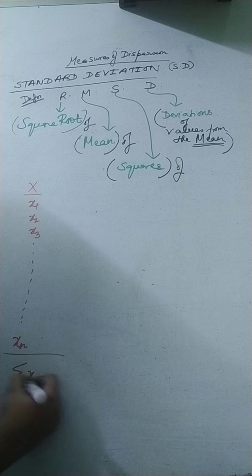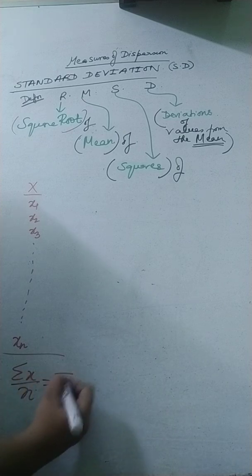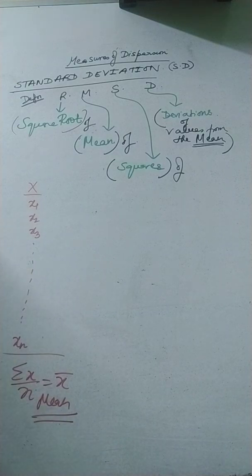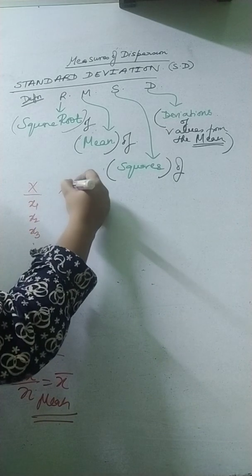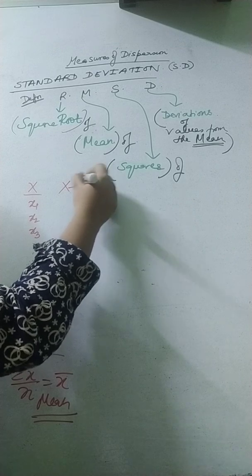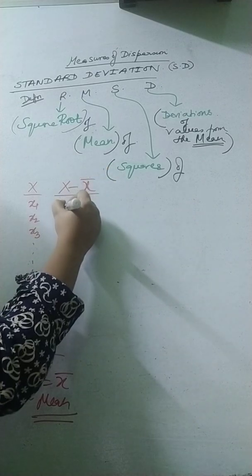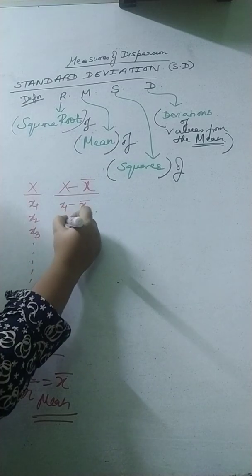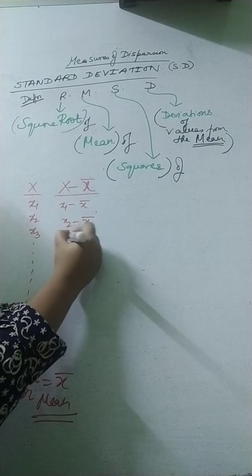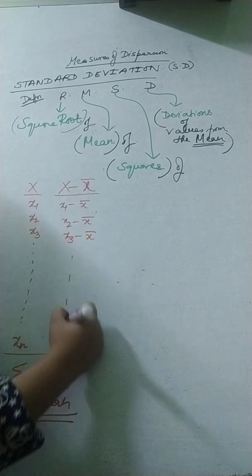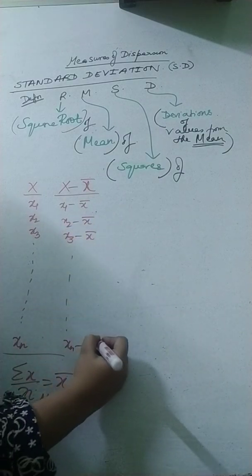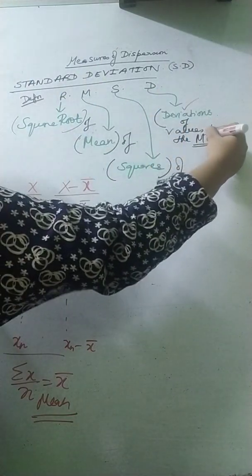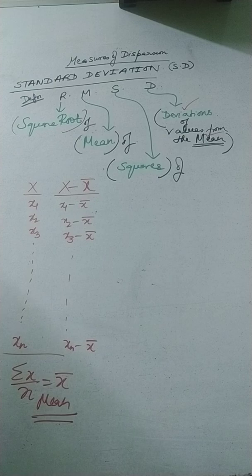What is the mean of the distribution? Generally, mean is given by summation x by n, isn't it? This is the mean of the distribution. So I have to consider the deviations of each of these values from the mean. That means I have to consider x1 minus x bar. How much x1 deviates from the mean? x2 minus x bar, x3 minus x bar, and so on till xn minus x bar. This gives me the deviations of the values from the mean of the distribution.